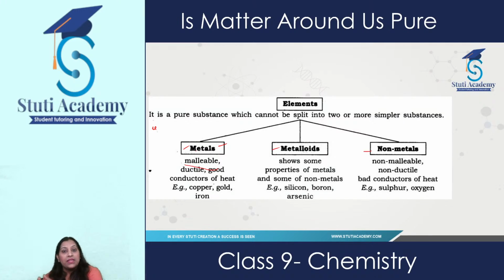Why are metals good conductors of heat? See, these metals have ions, they have charges in them. They can lose electrons, so they have free electrons in them. That's the reason they are considered to be good conductors of heat and electricity also. So that's the reason why we use metals in making electrical wires.